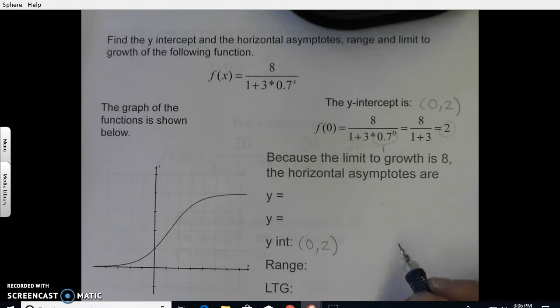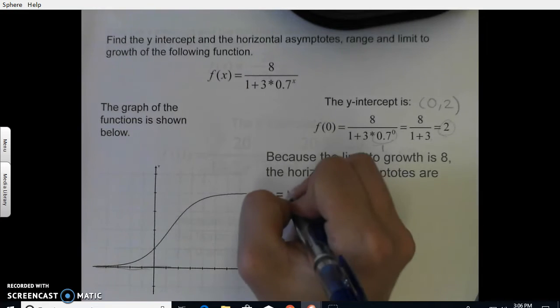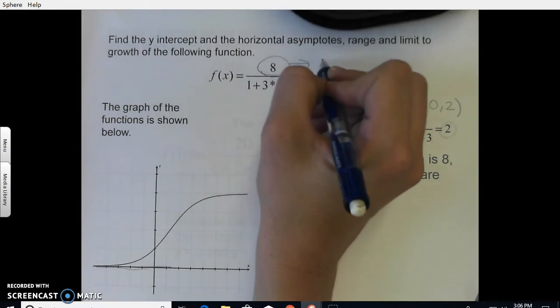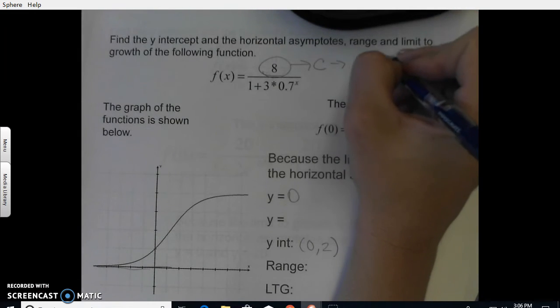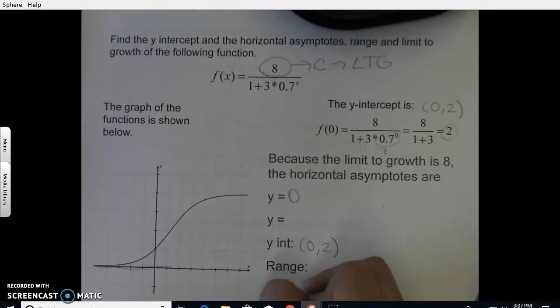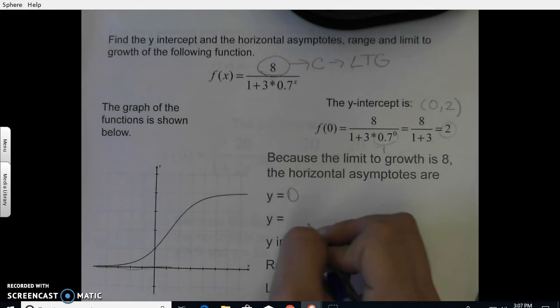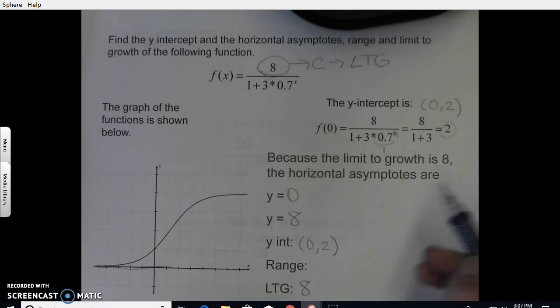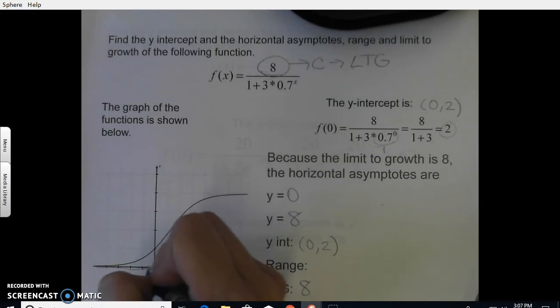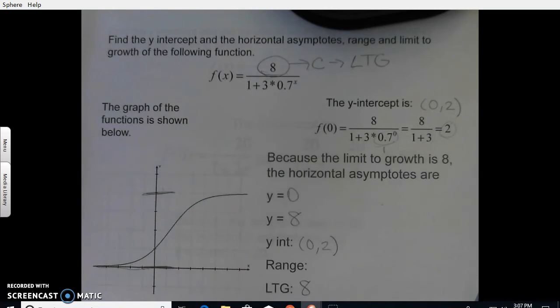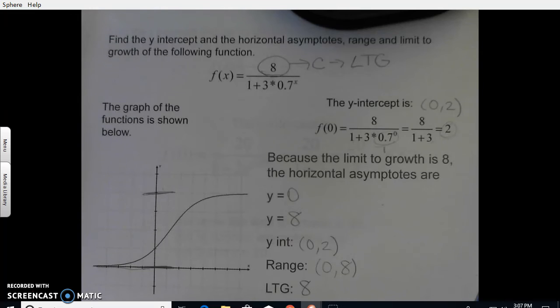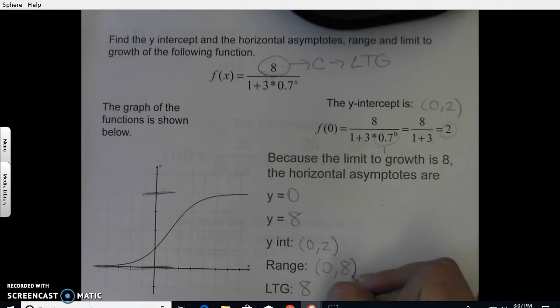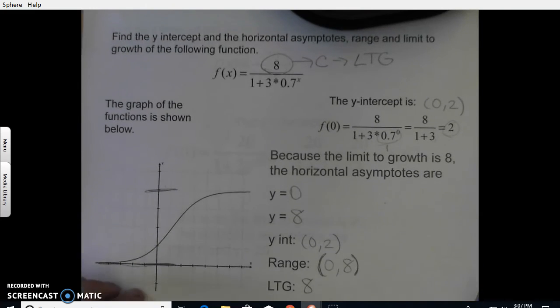We have a horizontal asymptote at 0, so at y equals 0. Since c, or our limit to growth, is 8, we have another horizontal asymptote at y equals 8. And then our range, since we have a horizontal asymptote at 0 and a horizontal asymptote at 8, is from 0 to 8. Notice how I am using parentheses because 0 and 8 are never actually obtained, so they are not included.